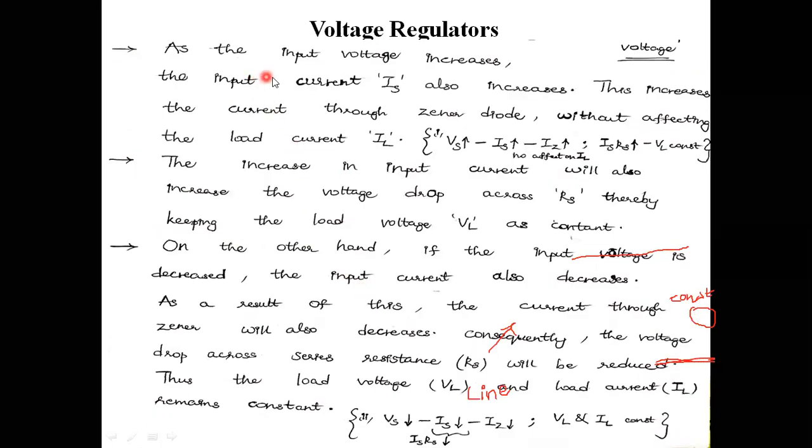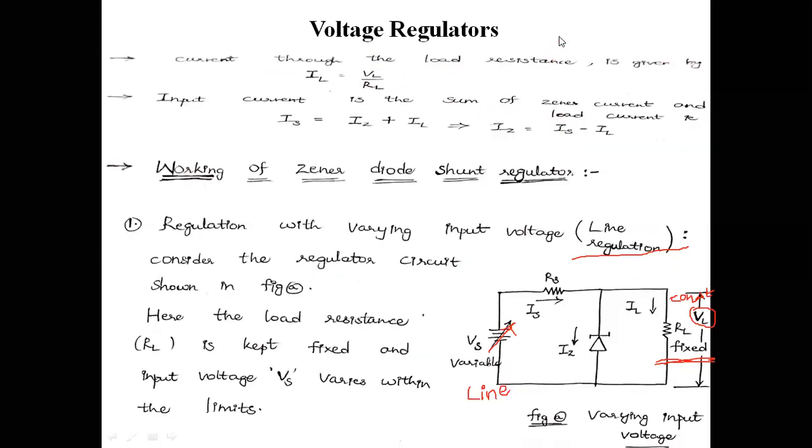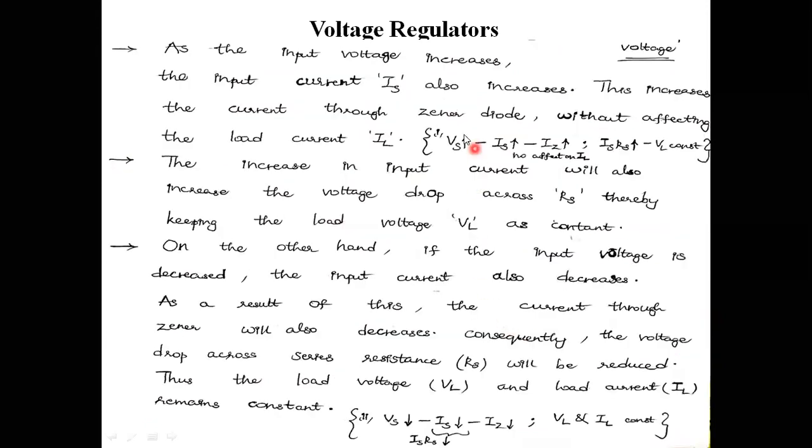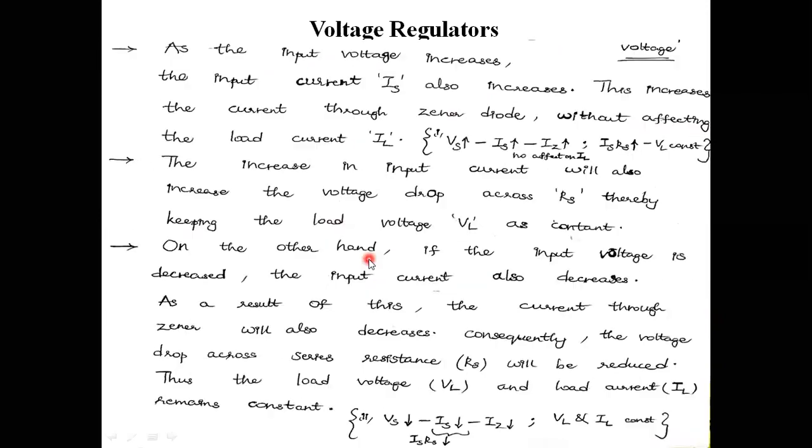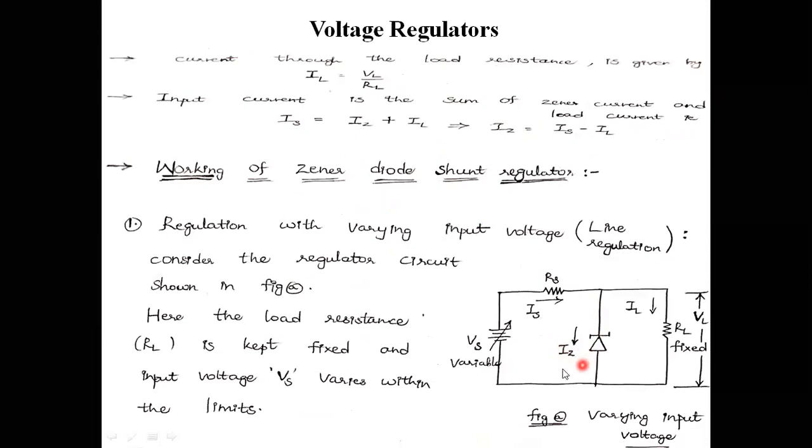As the input voltage increases, the input current IS also increases. This increases the current through the GNR diode without affecting the load current IL. IS increases, and because of that the current through the GNR diode also increases without affecting this load current IL here.